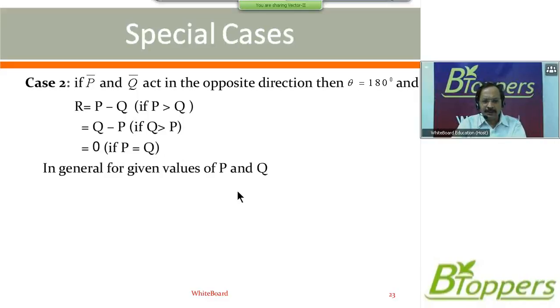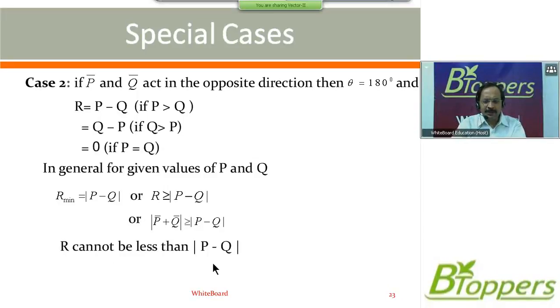So in general, for given values of P and Q, minimum value of the magnitude of the resultant is equal to modulus of P minus Q. Or you can say, in general, the magnitude of the resultant is greater than or equal to modulus of P minus Q. The same relation can be written this way: magnitude of the resultant of P bar and Q bar is greater than or equal to modulus of P minus Q.